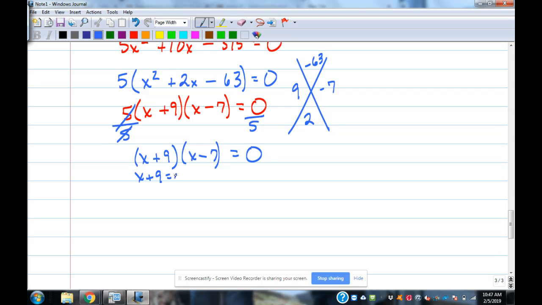X plus 9 equals 0. X minus 7 equals 0. We know those answers are x equals negative 9 and x equals 7. So all of this factoring stuff that we're doing, once we get it equal to 0, is exactly what you've been doing the last couple of days. We're just adding the solving step to it today, which is really not bad.